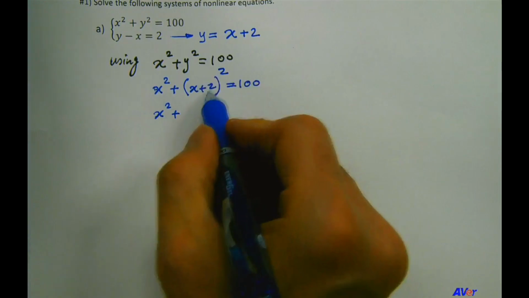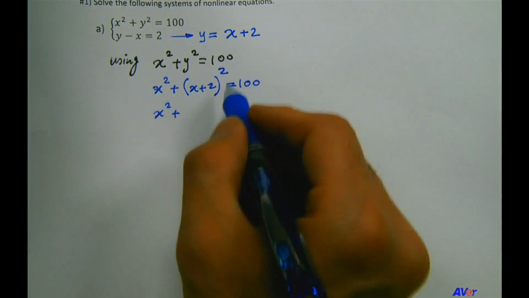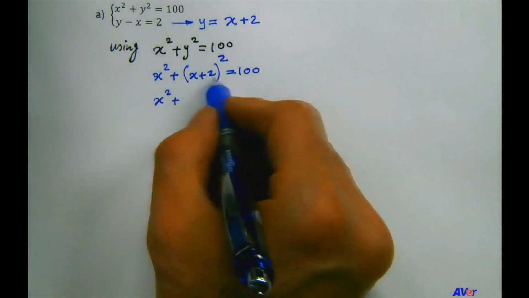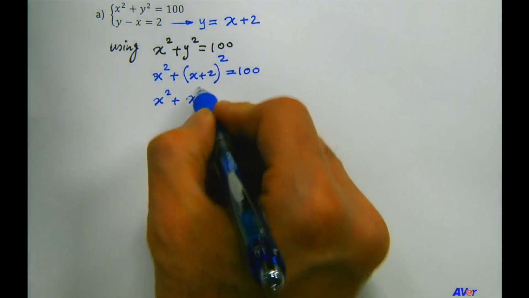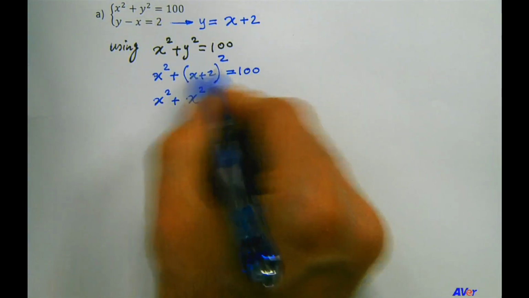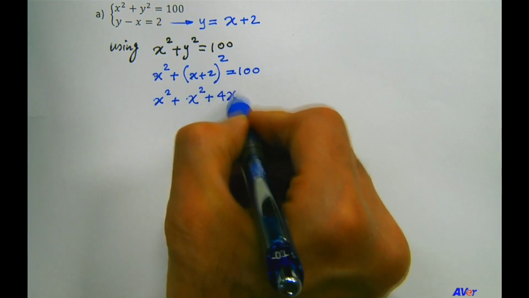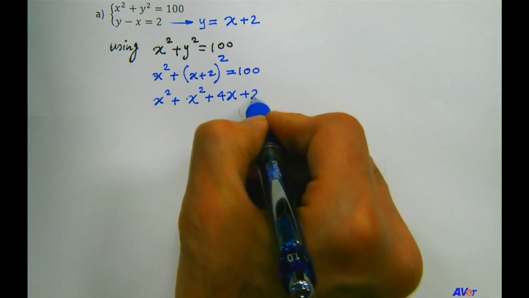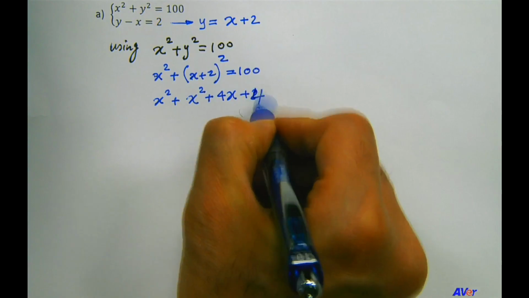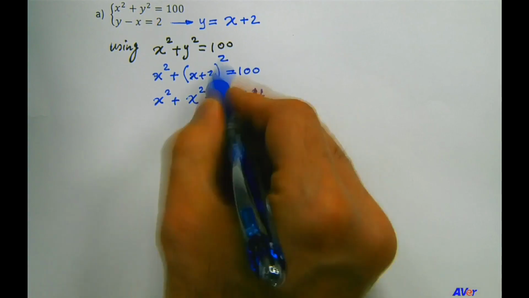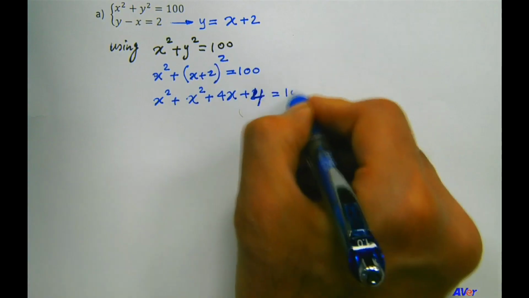All right, so let's apply one of those special products here. If you don't remember them, then you have to FOIL this. So x squared plus 2 times the first term times the second term, we get 4x, plus the second term squared, which is 4, right? 2 squared is 4, equals 100.